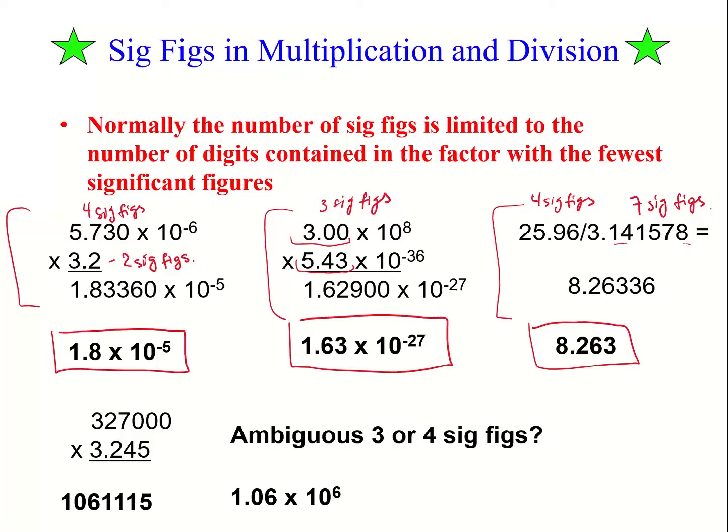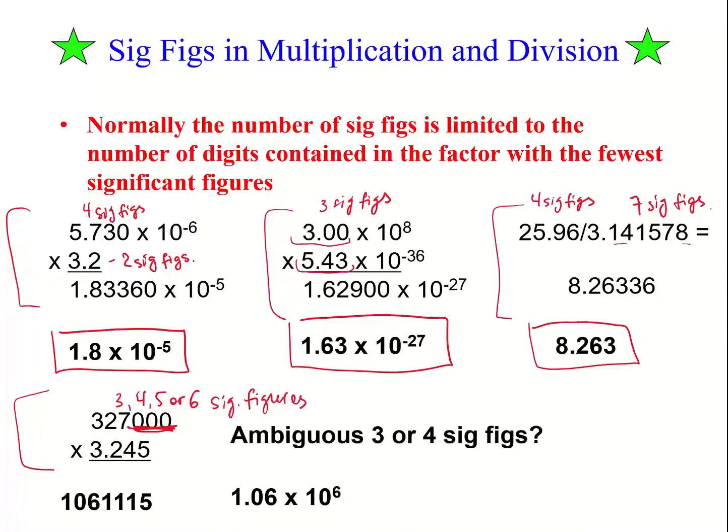And what about very large numbers, like 327,000 multiplied by 3.245? So again, a large number such as 327,000 is an ambiguous number. It's best to use scientific notation for such numbers because we don't know if these zeros are significant or not. We don't know anything about this measurement. So we can say that there may be 3 sig figs in this number, or maybe there are 4, 5, or 6 significant figures.